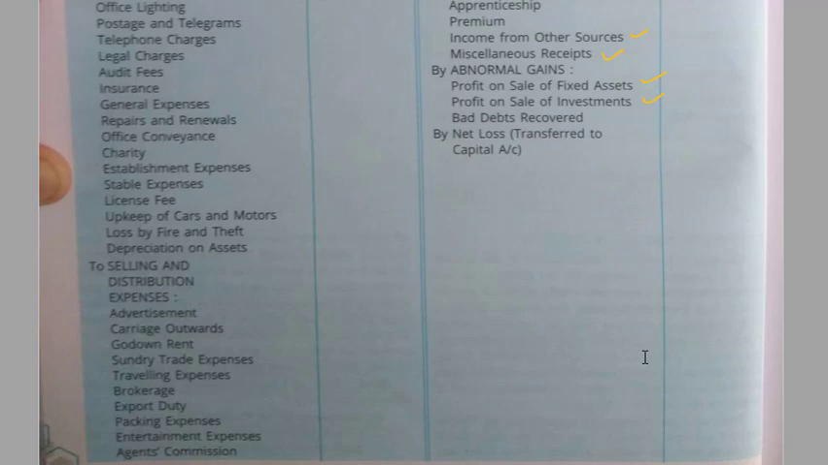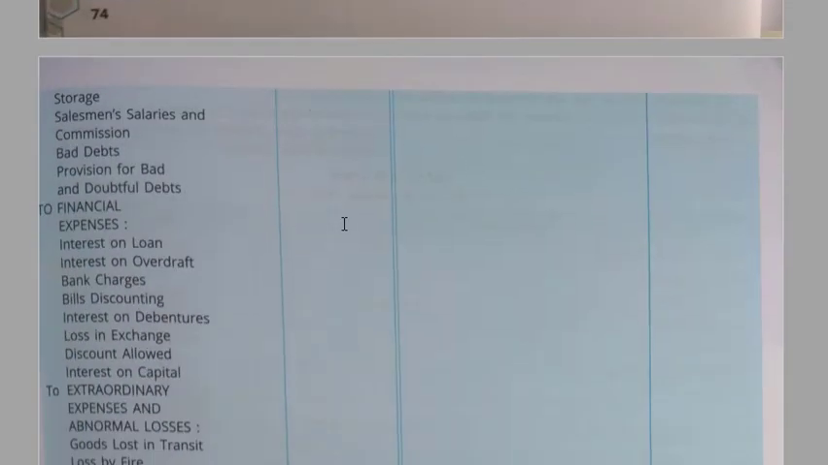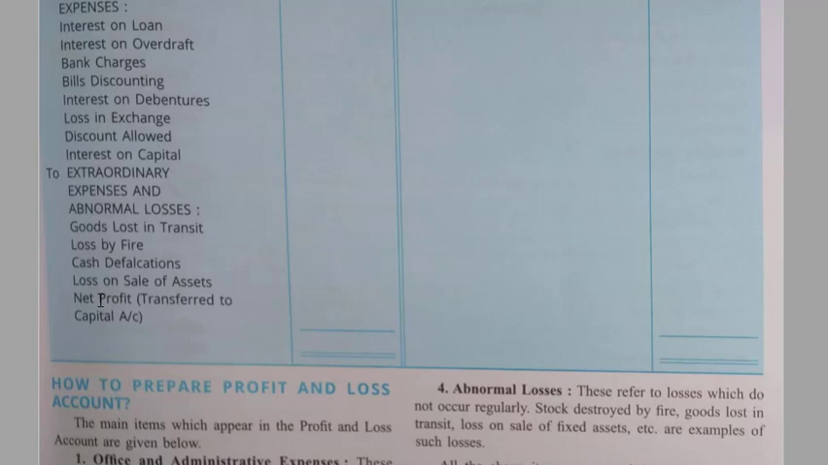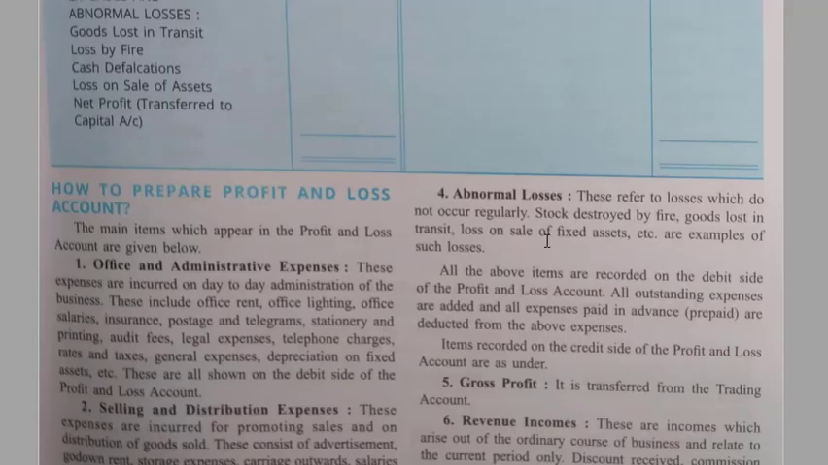Net loss transferred to the capital account. And the last entry is, suppose on the two sides, if the debit side is more than the credit side, then there will be a net loss which I will write on this credit side. And finally this net loss I will transfer to the capital account. And if the credit side is more than the debit side, then there will be a net profit, and net profit I will write on this debit side. Now let us understand a few of the topics which are included here in detail.